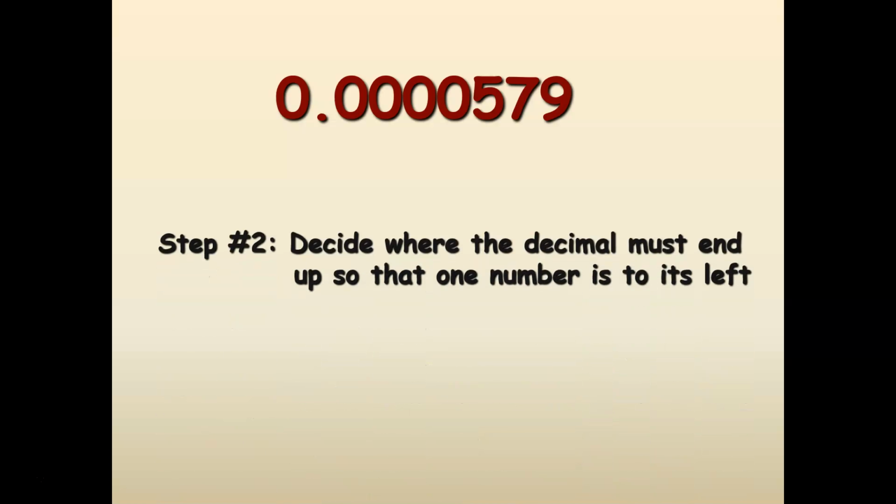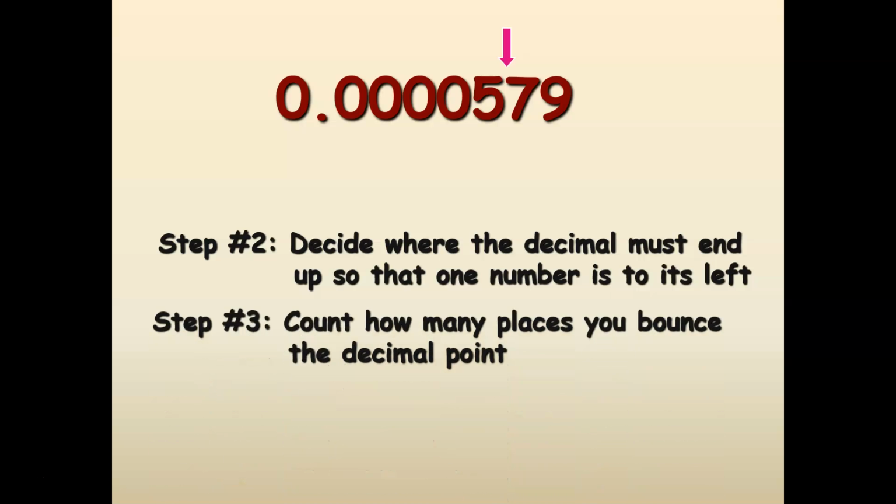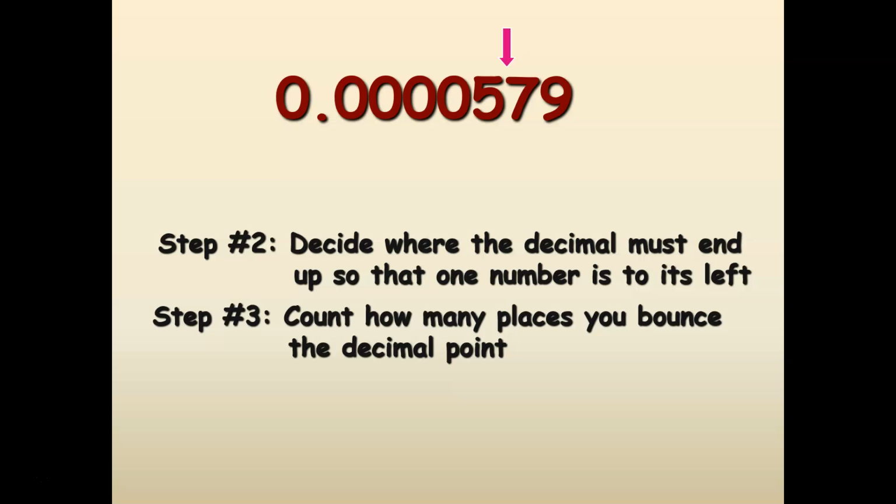So I already have where the decimal is. Now we need to decide where the decimal point should end up. So it should end up with 1 digit to the left. So that's going to be ending between the 5 and the 7. Then we have to count how many places we bounce the decimal point. We go 1, 2, 3, 4, 5 places. And remember, we went right. So it's not 5 tens, it's actually something different.